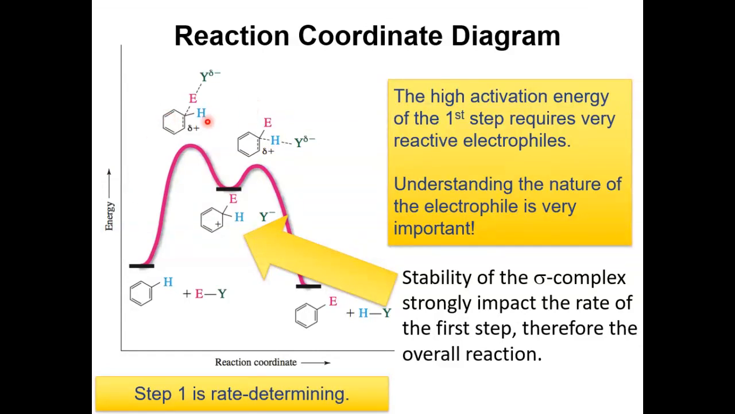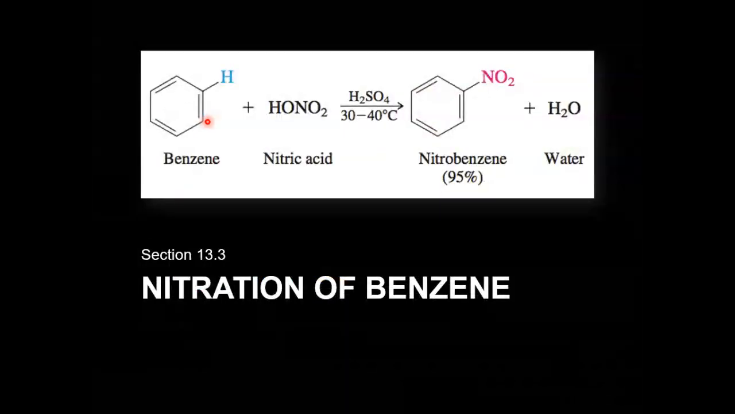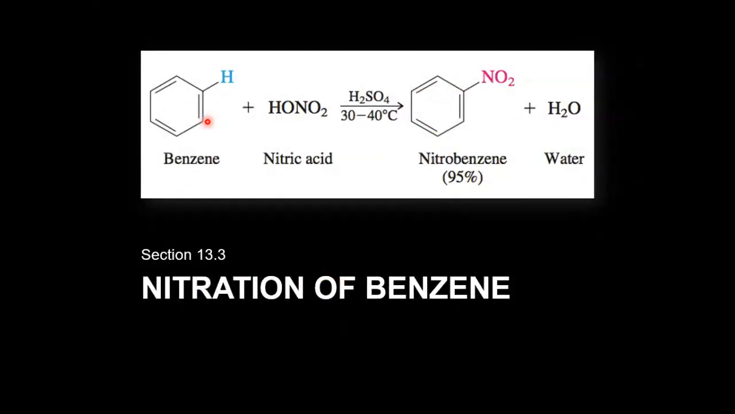So it requires a pretty powerful electrophile, and we're going to look at what kind of electrophiles are involved in each and every type of basic electrophilic aromatic substitution reaction. Yes? So the sigma complex basically dictates the stability of the transition state, and the more stable it is, the faster the reaction. Right? And how do you know which sigma complex will be more stable, less stable? You have to look at resonance. Okay.